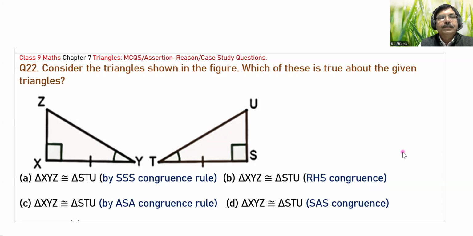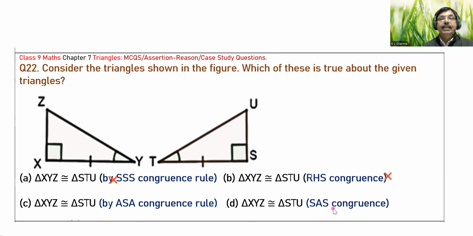Waiting for your answer. See, first of all, this angle is 90 degree, one side and one angle. SSS means the third side is not given, two sides are not given, so this is not the correct option. RHS, right angle hypotenuse side, we know the side just opposite to 90 degree is hypotenuse. Hypotenuse equality is not given, so this is also not true.